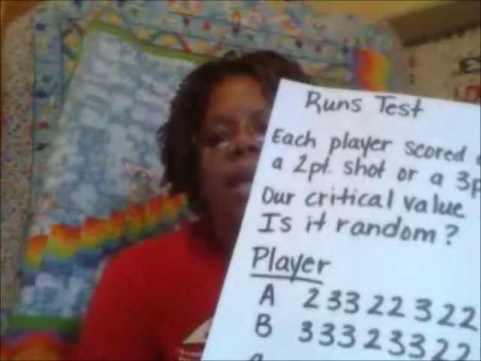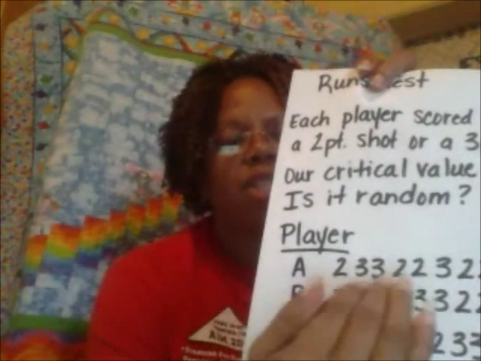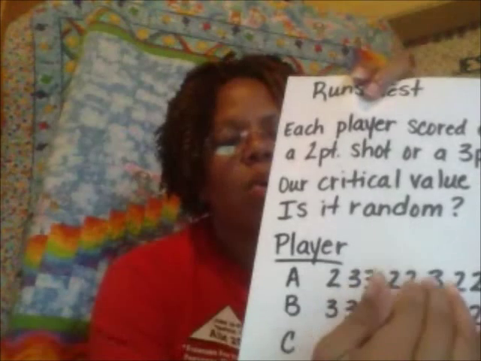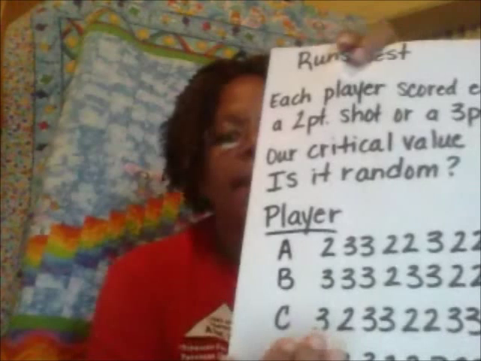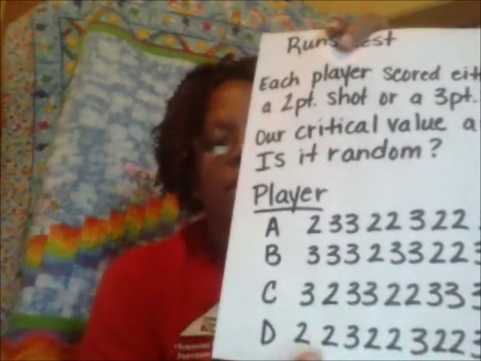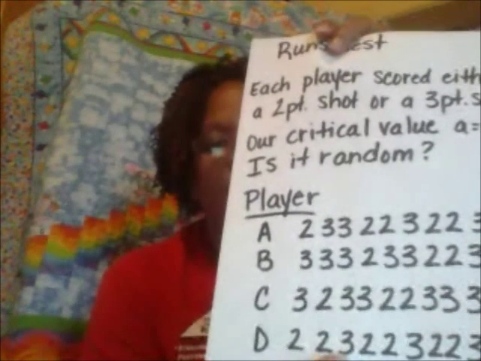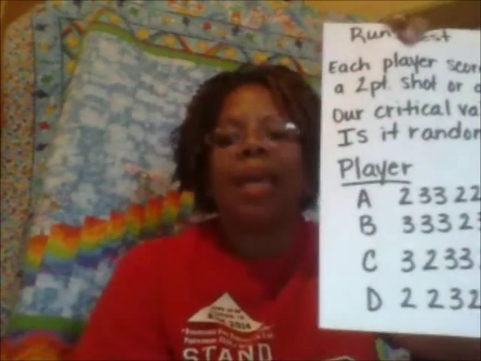In order to know if they are random or not, we look to see if there is a pattern. Is A random? It's not a pattern, so no, it's not random. B is not a pattern, so no, it's not random. C is not a pattern, so no, it's not random. But D has 2, 2, 3, 2, 2, 3, 2, 2, 3. So we want to know, is it random? In order to find out, we must do a runs test.